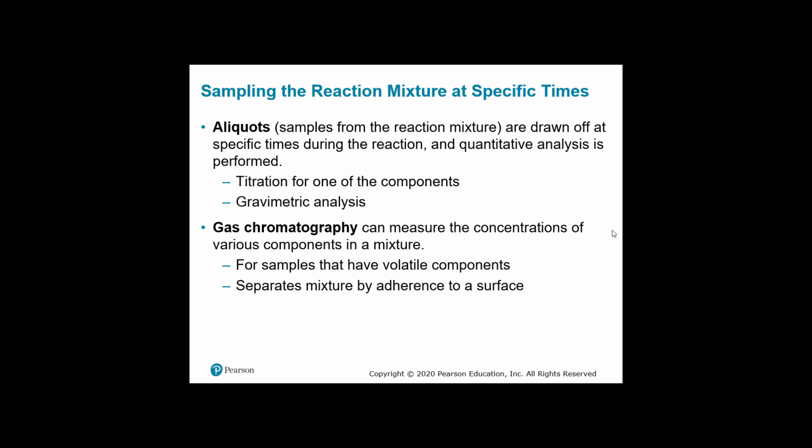Titration of one of the components and gravimetric analysis are things that aliquots are used for. I don't even know what that's saying there. Gas chromatography is another way to measure concentrations of various components in a mixture for samples that have volatile components. It separates the mixture by adherence to the surface. Oh, that's what that means.